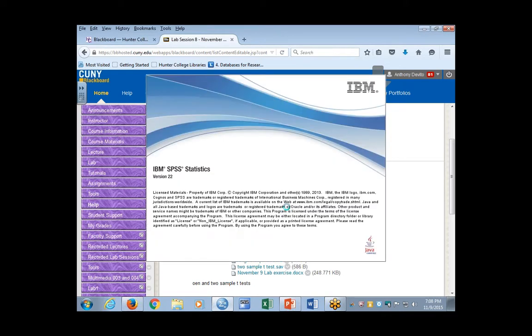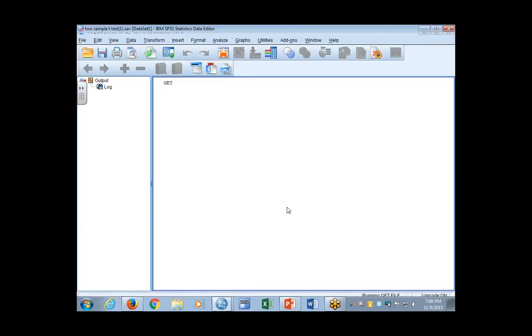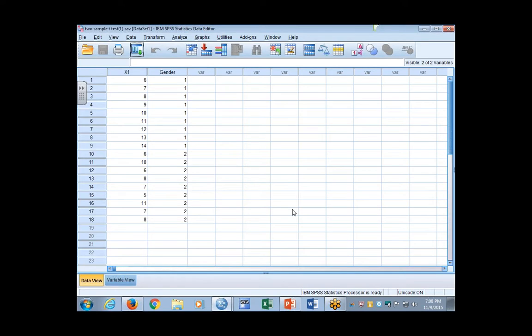In a moment, I'm going to show you how to import data from an Excel file to an SPSS file. For the moment, let's take a look at our analysis on this same data. Okay, so now here's SPSS. The first column represents our value for our two groups, and the second column represents gender.